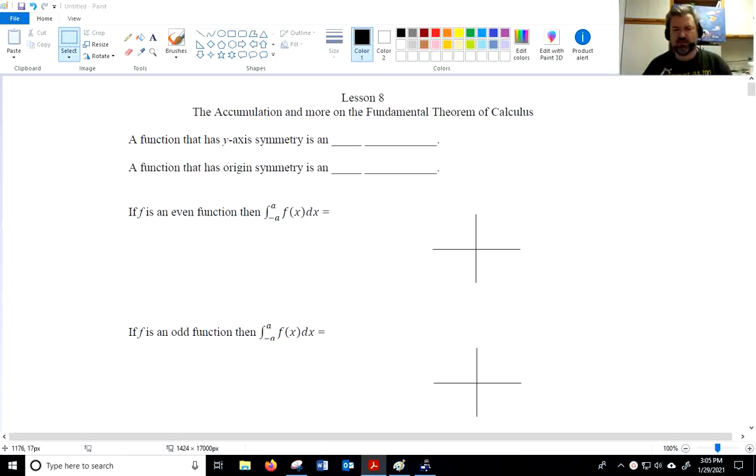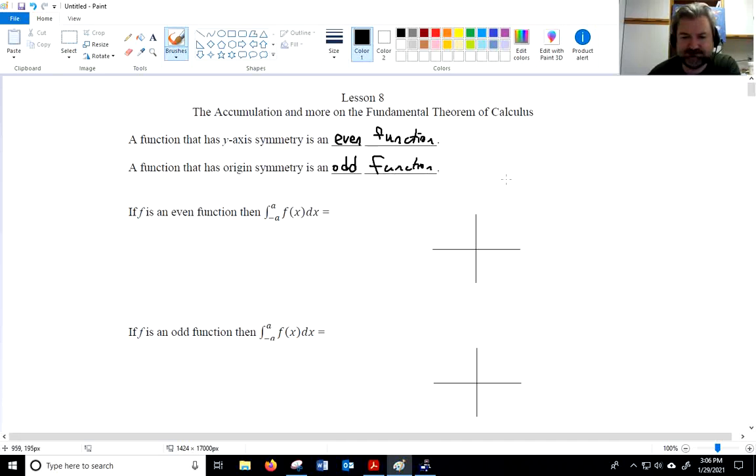A function that has a y-axis symmetry is called an even function. And it gets that name because a polynomial with y-axis symmetry has even exponents. But they can look in a variety of different ways. A function that has origin symmetry, where you can rotate it around the origin, has odd symmetry. We call it an odd function.